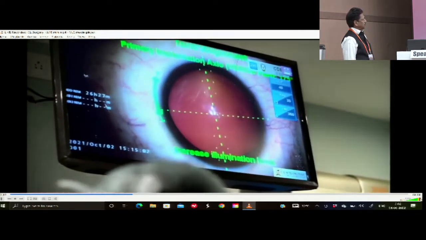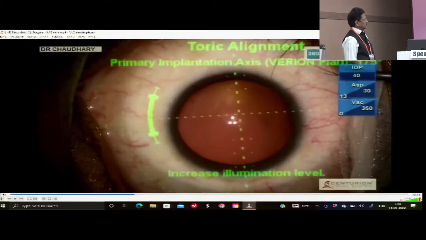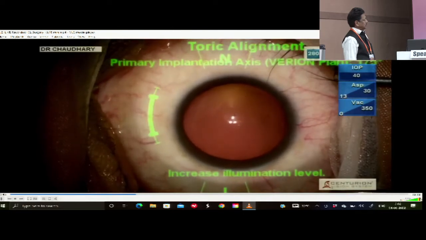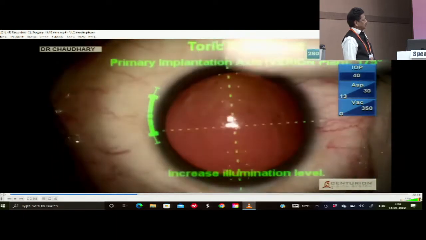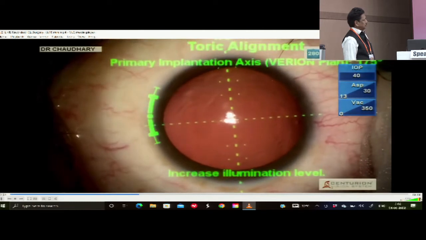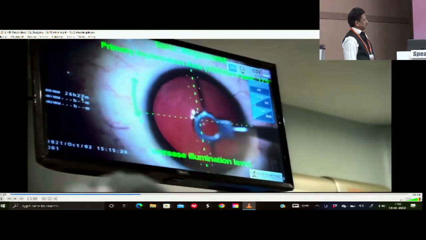So this is 175. Centering of the eye is very important. Yeah. So now this is at an axis of 175, and I'll just mark this axis. So all through the procedure, I don't have to keep an eye on the Varion.